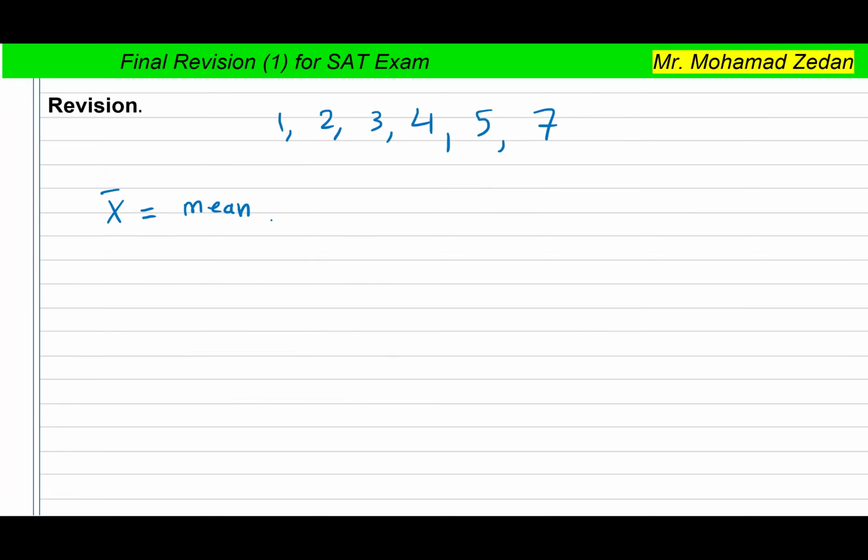The sum of the data set divided by how many values there are is called the mean. You add all the values, even by calculator, and divide by 6, because there are 6 values.